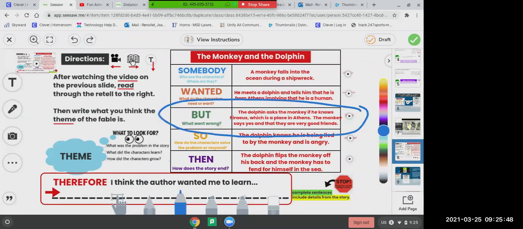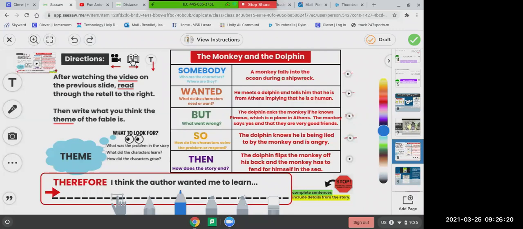But what went wrong? What happens to our characters? We see that the dolphin asks the monkey if he knows Pieris, which is a place in Athens. The monkey says yes, and that they were very good friends. So now we see a problem is happening. We know that the characters are not going to be able to deal with this problem.